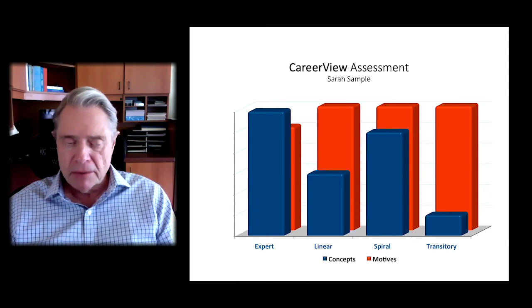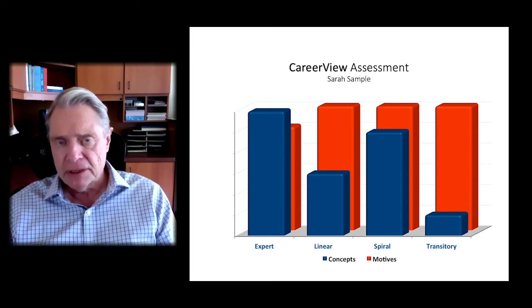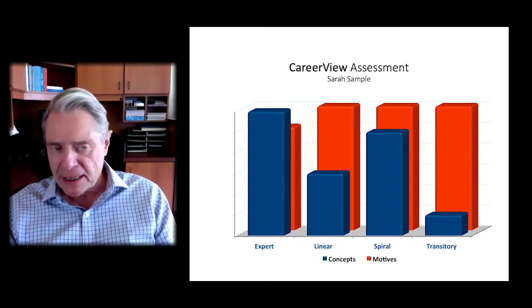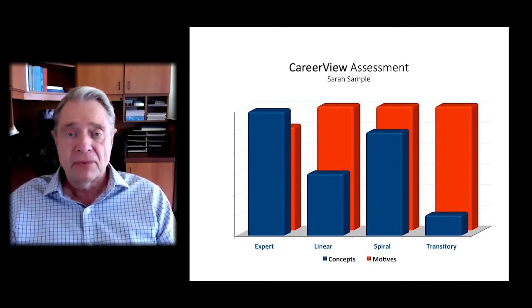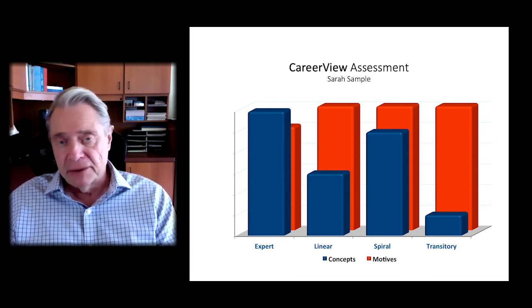However, look at those red bars. They're all pretty high. Three of them are way at the top of the scale. Now, this is kind of an extreme example, but I see people with this kind of profile not infrequently. I have a particular name for Sarah's profile. I call it the good news, bad news profile.